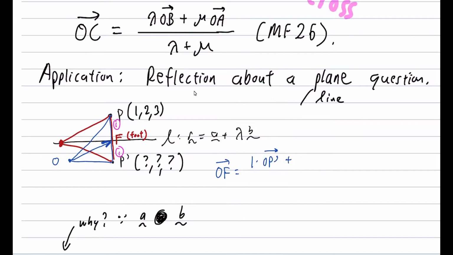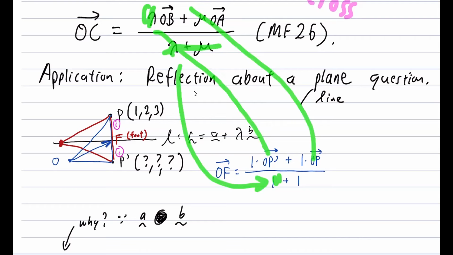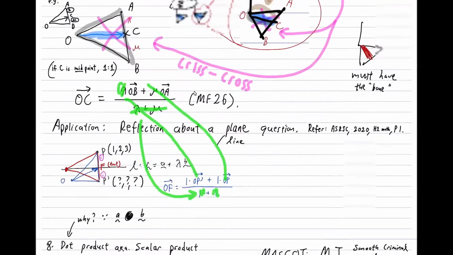What's the other ratio? The opposite there: 1 times vector OP, divided by 1 plus 1. Clear? Ratio theorem. In this special case, we call it the midpoint theorem, but you don't need to care. Just use the formula only. 1 plus 1. Okay? Good. Can move on.